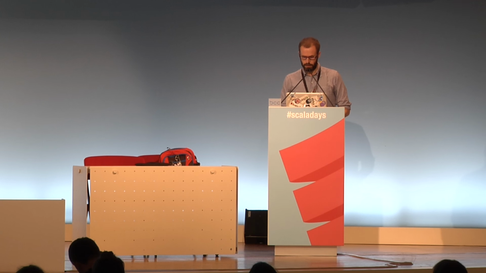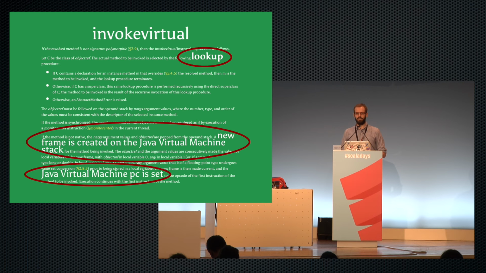Next, it says a new frame is created on the Java virtual machine stack. So this means there's memory allocation going on here. And if you want to pass arguments into the function, then you'll need to put those onto the stack as well. So that's obviously extra overhead. You have to put stuff onto the stack and then pop it off the stack once you're inside the function.